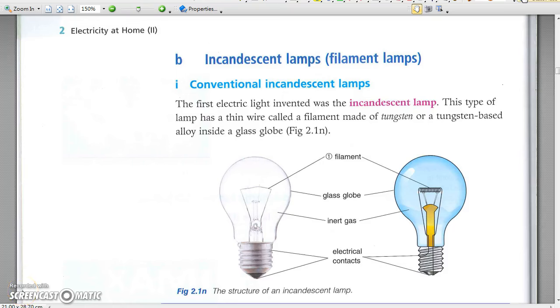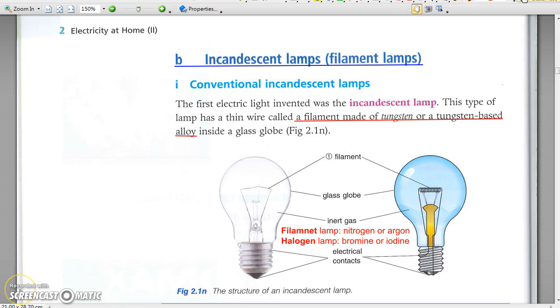Incandescent lamps, filament lamps. 1. Conventional incandescent lamps. An incandescent lamp has a filament inside. People usually call it filament lamp. Its filament is made of tungsten or tungsten-based alloy, and the bulb is filled with nitrogen or argon.